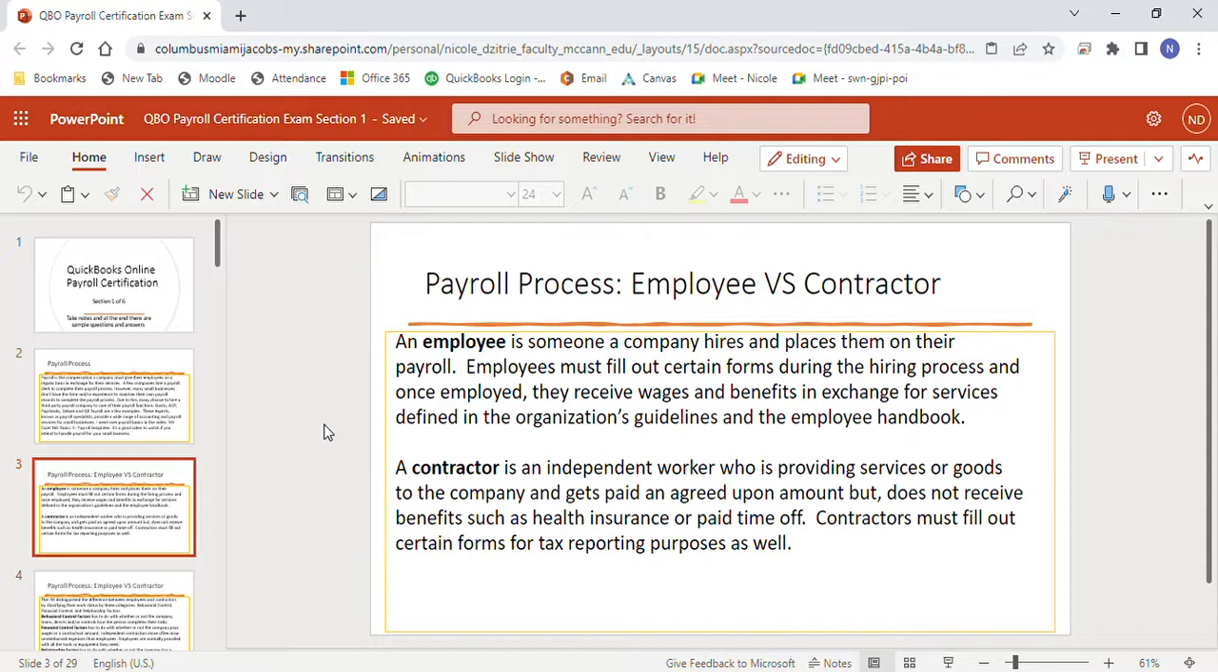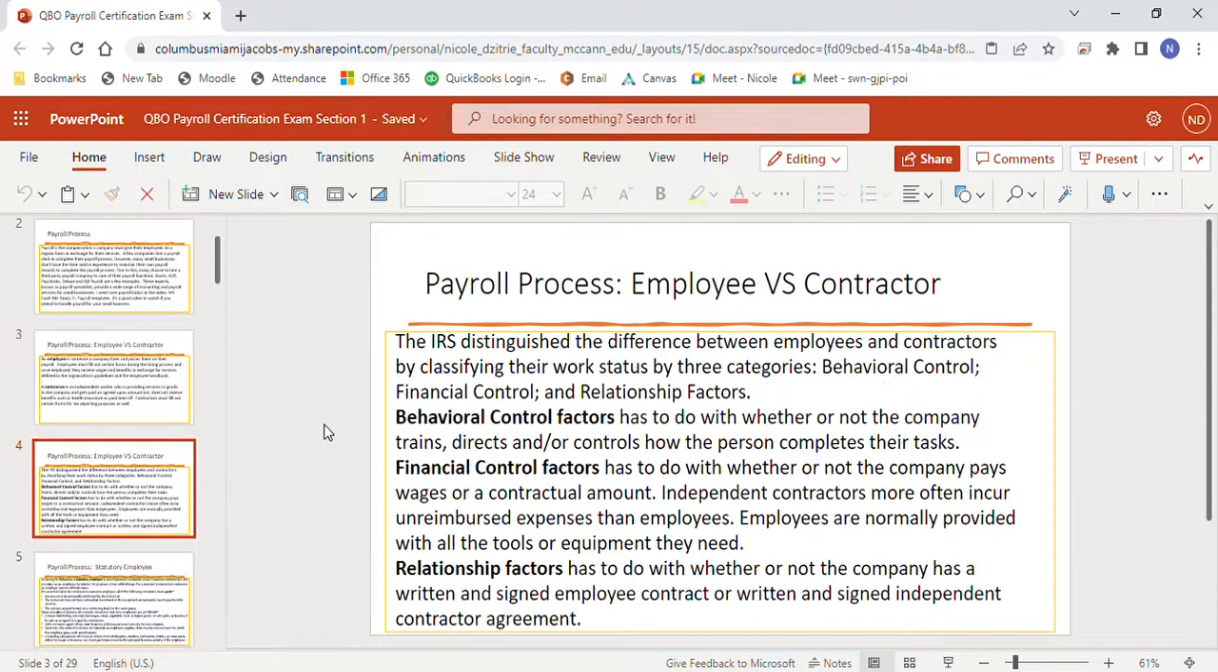And there is one exception, and that's statutory employees. We'll talk about that later. The IRS distinguishes the difference between employees and contractors by classifying their work status into 3 categories. That's behavior control, financial control, and relationship factors.